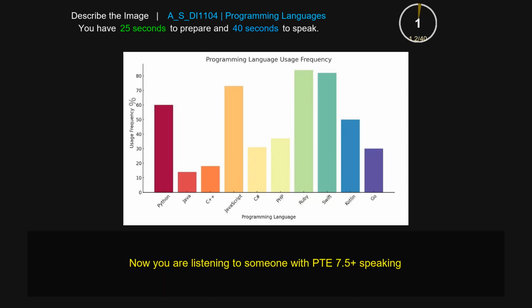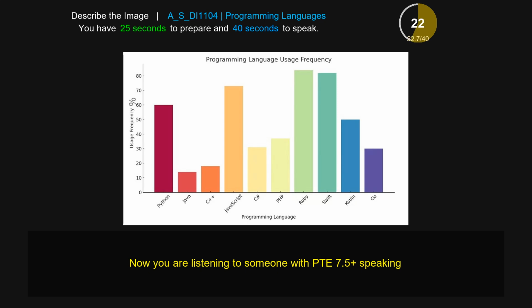The provided image on the screen is a bar graph which gives information about the programming language usage frequency. The x-axis represents the programming language, whereas the y-axis represents the users' frequency in percentage. Getting into the details, Ruby has the highest percentage, which is more than 80%, followed by Swift, which is a little bit less than 80%.